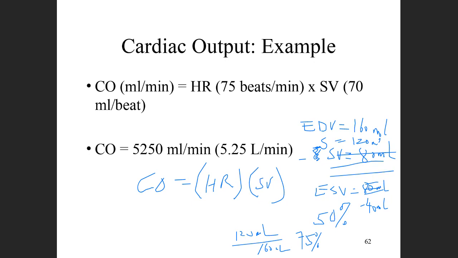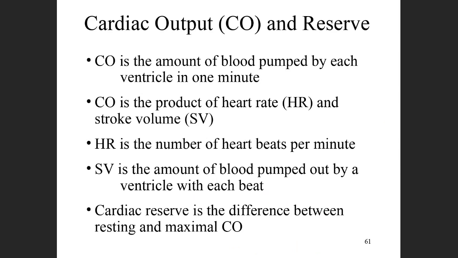All right, so here's cardiac output and cardiac reserve. Cardiac output is the amount of blood pumped by each ventricle in 1 minute, the product of the heart rate times stroke volume. Heart rate is not stroke volume. Cardiac reserve is the difference between the resting and maximum cardiac output. That could be up to 30 liters per minute.